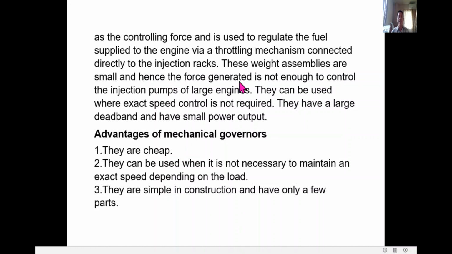These weight assemblies are small and hence the force generated is not enough to control the injection pumps of large engines. They can be used where exact speed control is not required. They have a large deadband and small power output. So we have here the advantages. They are cheap. They can be used when it is not necessary to maintain an exact speed depending on the load. They are simple in construction and have only a few parts.